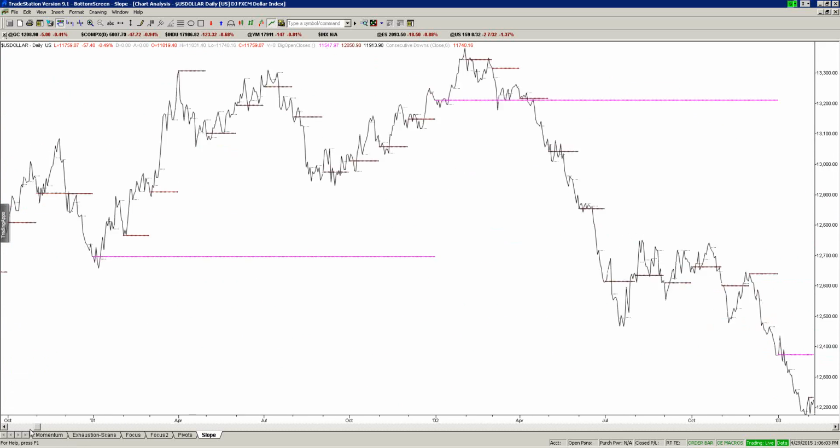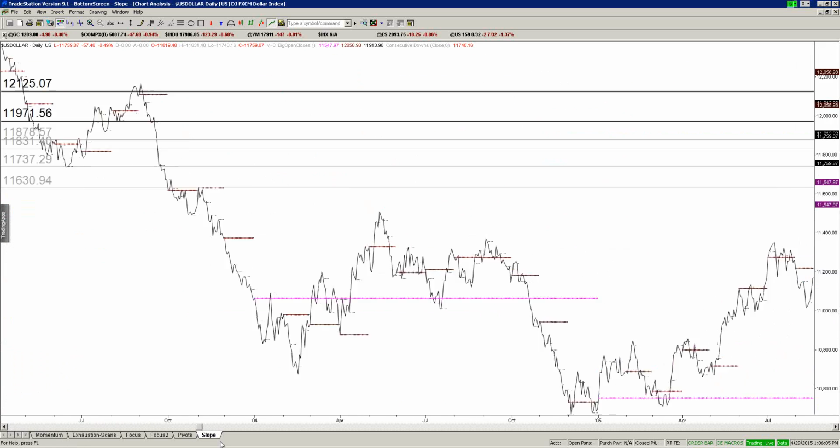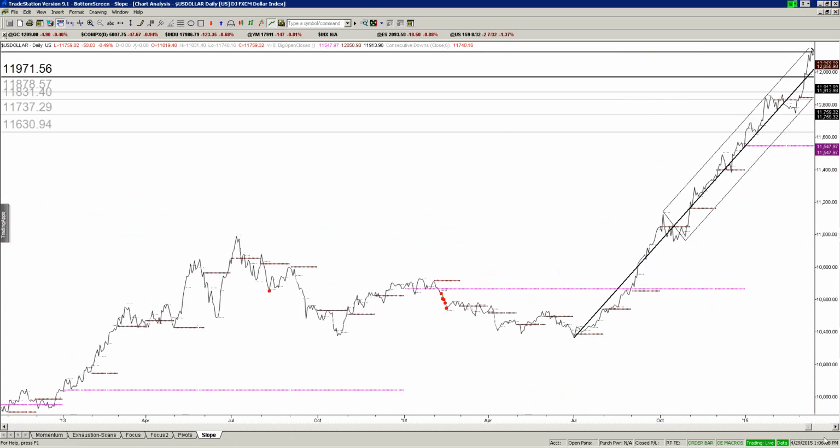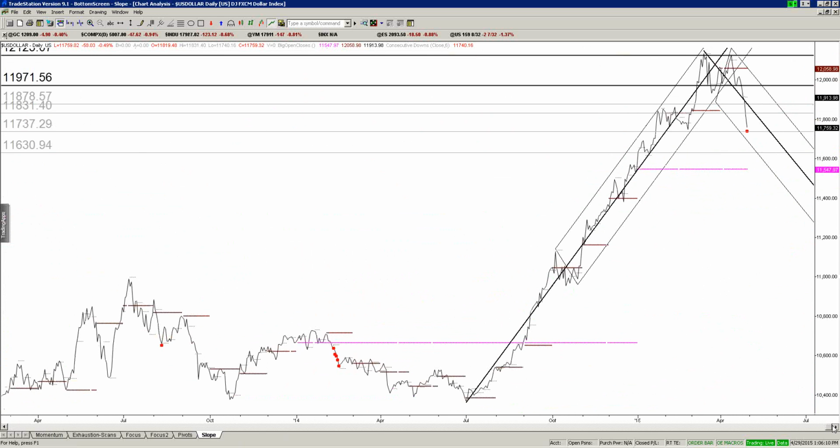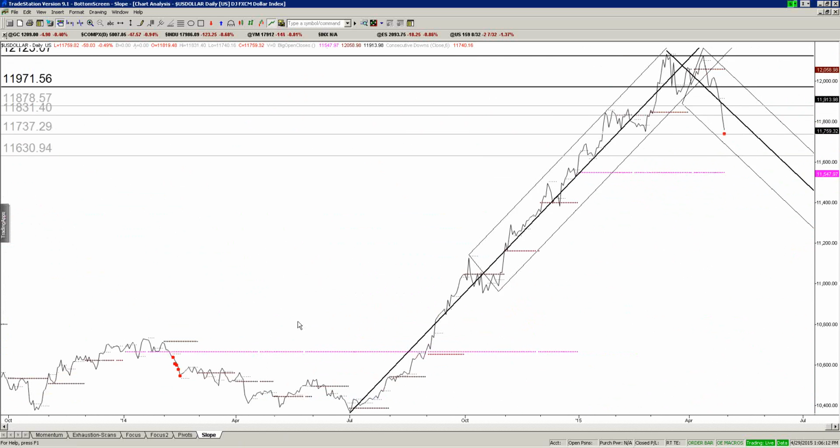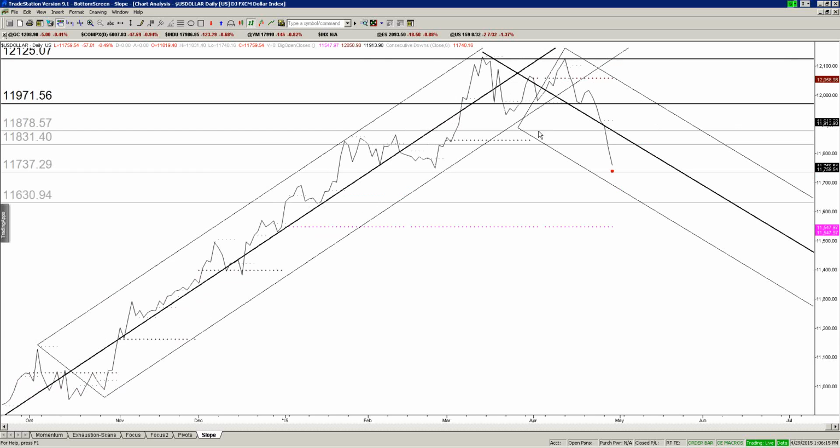It's just interesting to note because it has been pretty rare as far as consecutive down days is concerned.